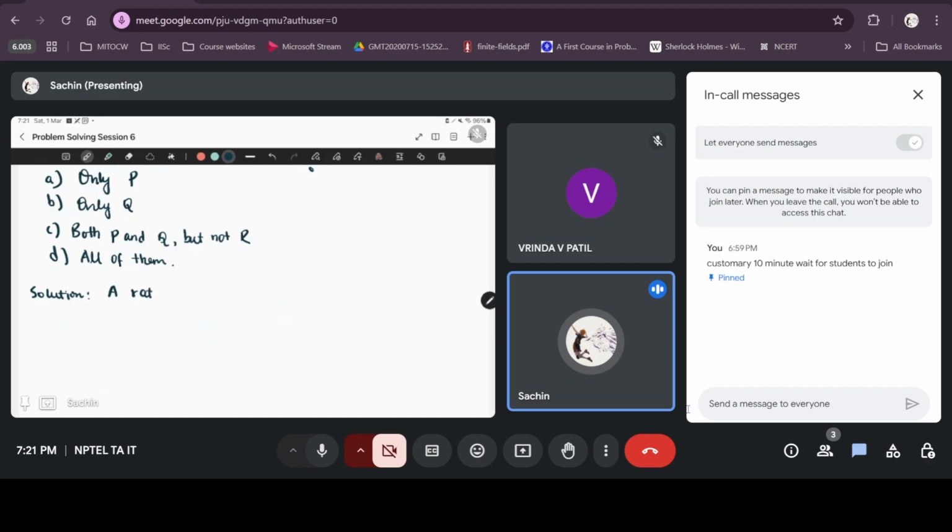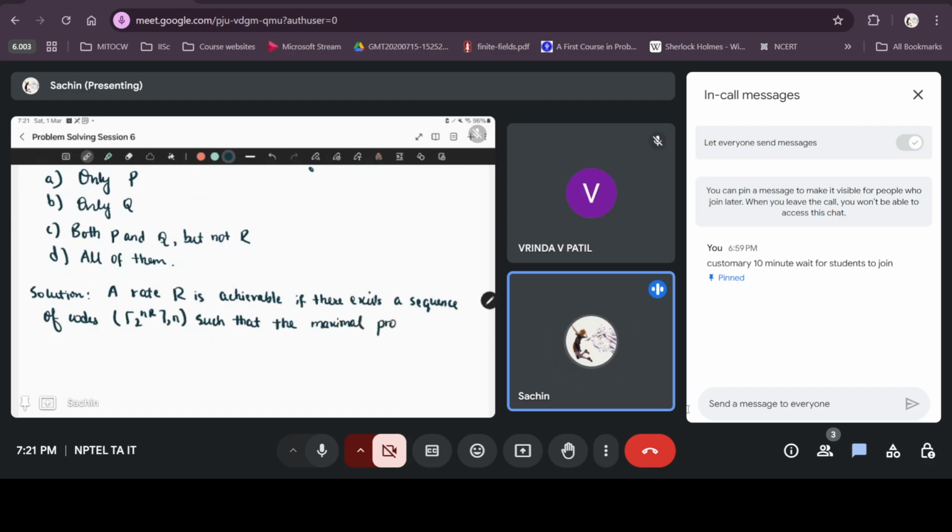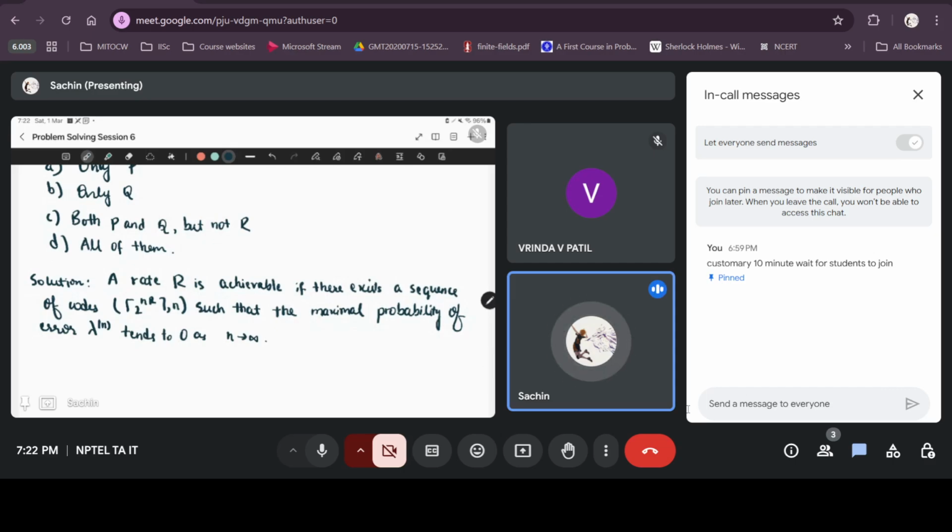So we say a rate R is achievable if there exists a sequence of codes with parameters (2 power nR, n) such that the maximal probability of error lambda n tends to 0 as n tends to infinity. That's what R is achievable means.